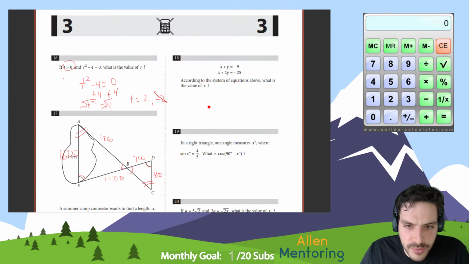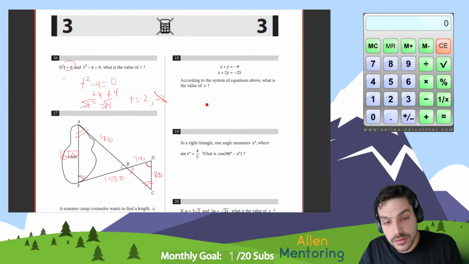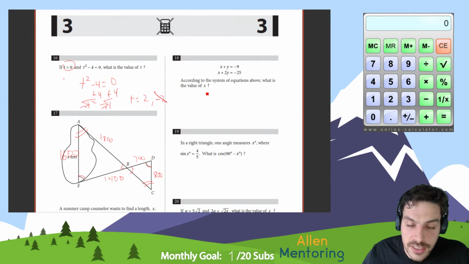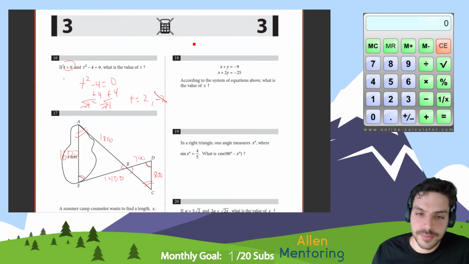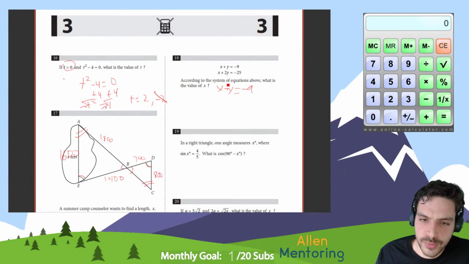18. According to the system equations above, what is the value of X? Oh, so more system equations. And in this case, we can also do elimination method. So how do we eliminate one of these variables? Well, let me rewrite this. X plus Y equals -9. And on the bottom, we have X plus 2Y is equal to -25.